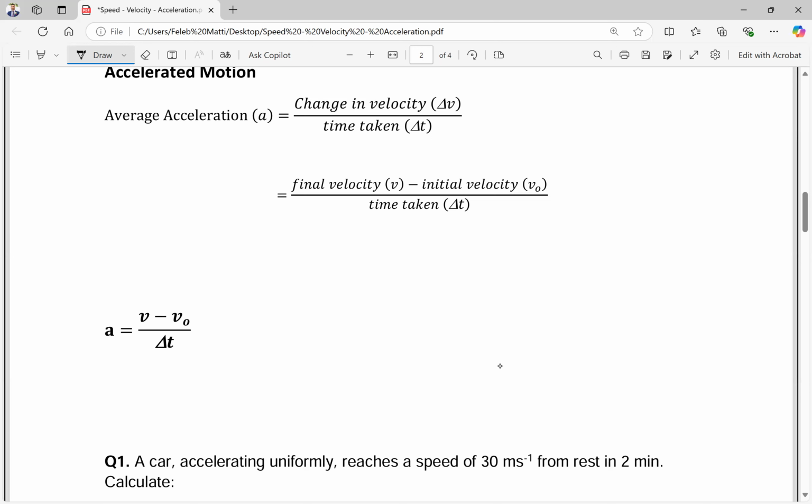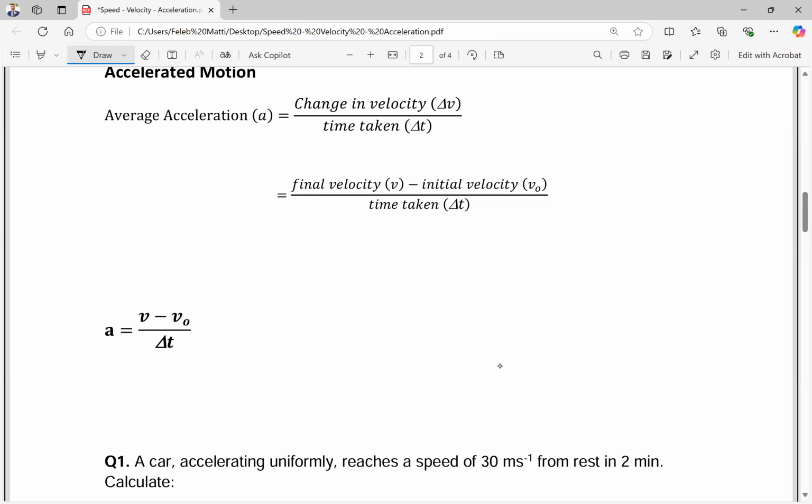But the question doesn't always give you V, V naught, and T to find A. Maybe the question will give you the value of A and ask you to find the value of V or V naught or T. So we need to know how to make V the subject, how to make V naught the subject, and how to make T the subject.